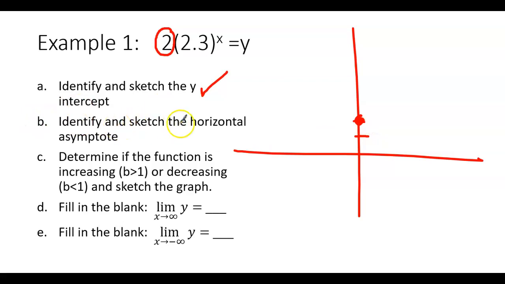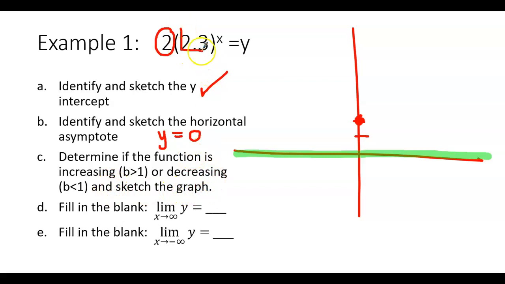Step 2, identify and sketch the horizontal asymptote. Well, as we said before, today the horizontal asymptote is always going to be the line y equals 0, which is basically the x-axis. So I'm just going to highlight the x-axis, and that green highlight is going to represent my horizontal asymptote. The next thing I'm going to do is determine if the function is increasing or decreasing, and then I'm going to sketch my graph.